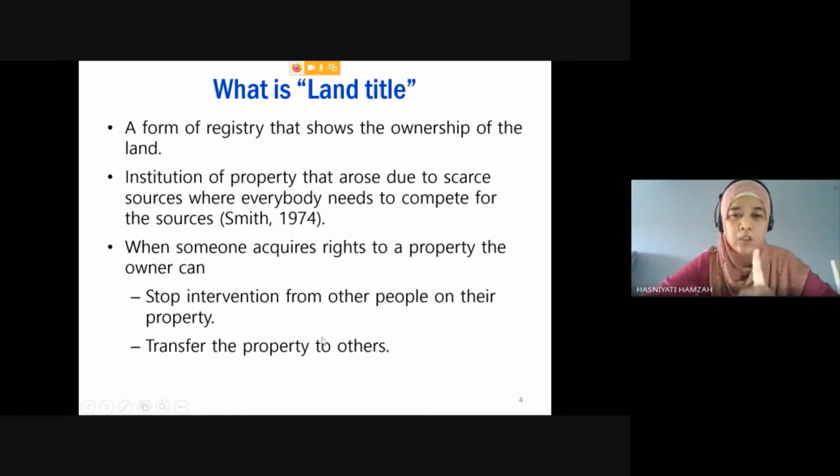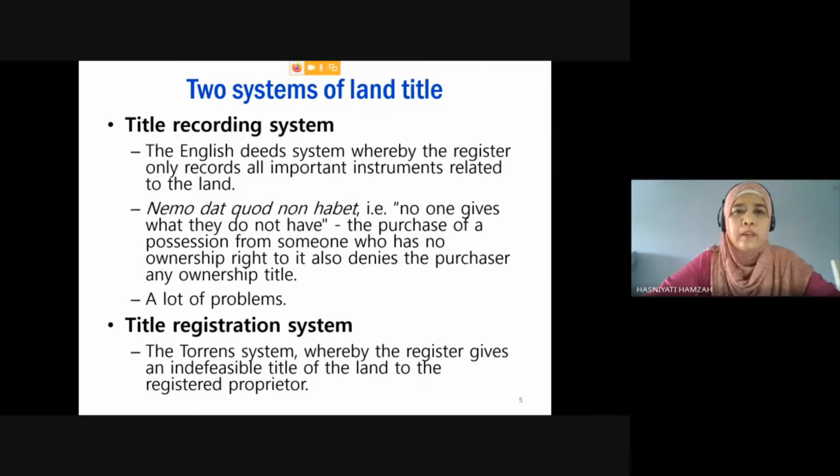By the way, I mentioned the word proprietor just now. The owner of the land is also known as the land proprietor. Under the National Land Code, instead of owner, we use the term proprietor, P-R-O-P-R-I-E-T-O-R, proprietor.